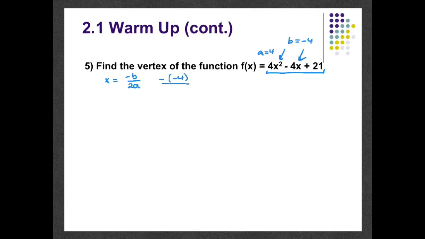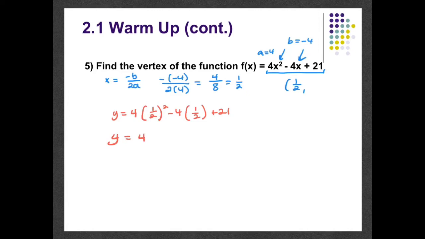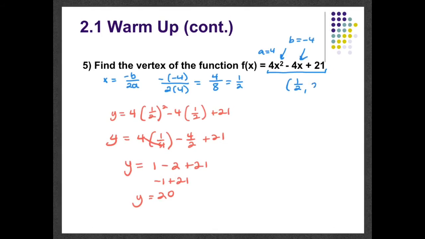Negative -4 over 2 times 4 gives me a positive 4 over 8, or 1/2. And that's the x coordinate of my vertex. So then I'm going to take that and plug it back in. Y equals 4 times 1/2 squared minus 4 times 1/2 plus 21. I get y equals 4 times 1/4 minus 4/2 plus 21. Y equals, this is 1 minus 2 plus 21, -1 plus 21, which is 20. So the y coordinate of my vertex is 20. So that's one way to get it.